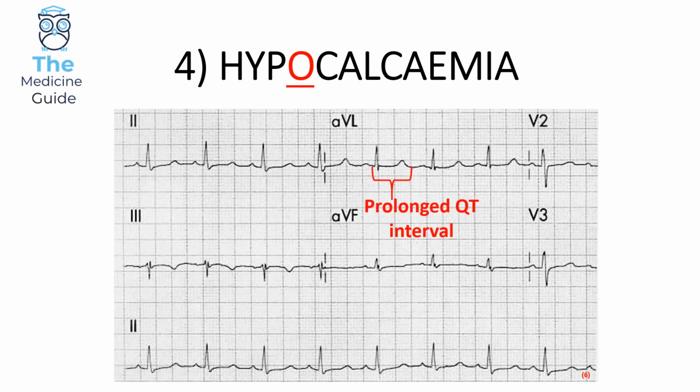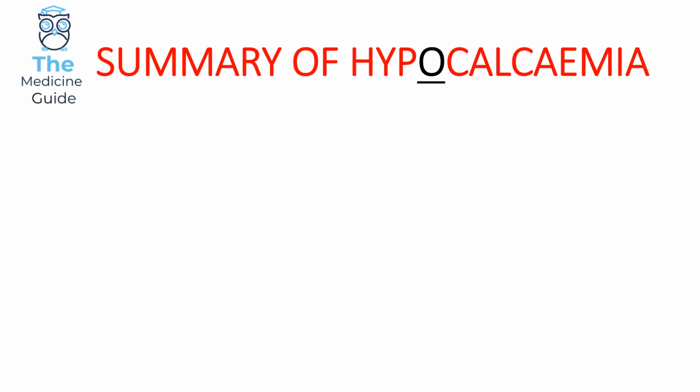Now the classic finding of hypocalcemia is a prolonged QT interval. So you count the number of large squares in an RR interval, and you divide that by 2. Now, if your QT interval is more than 50% of the RR interval, then that suggests that you have a prolonged QT interval. Now, if your QT interval is less than 50% of the RR interval, then that suggests that you have a shortened QT interval. Okay? So this is just a summary of hypocalcemia.